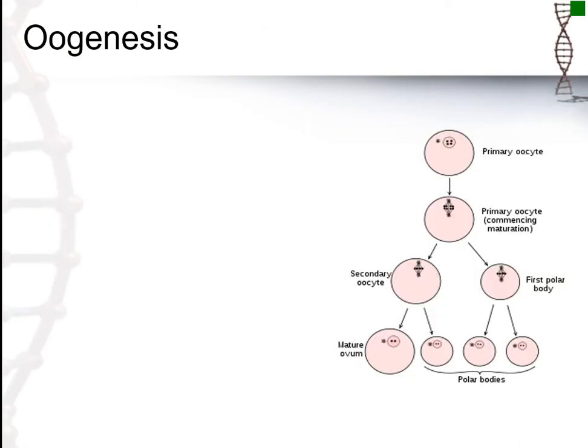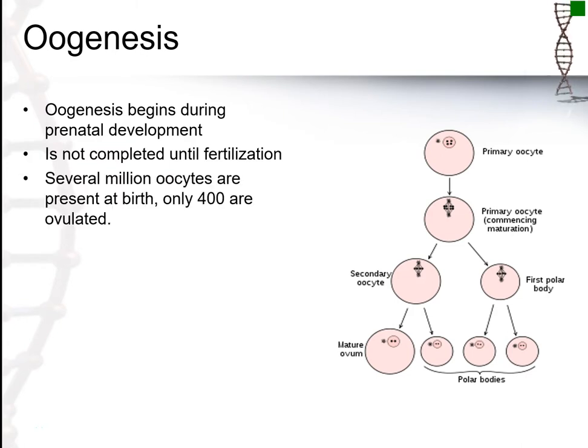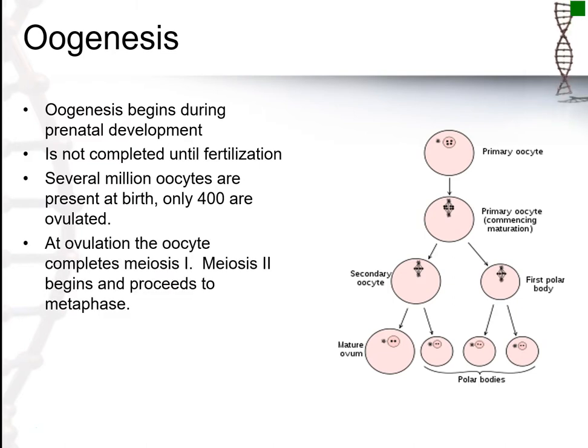Oogenesis, on the other hand, actually begins during prenatal times, so before the baby's even born, but it does not complete until fertilization. Several million oocytes are present at birth, but only 400 are ever ovulated. At ovulation, meiosis 1 is complete. So meiosis 1 starts before the baby's born, but it's not complete until fertilization.